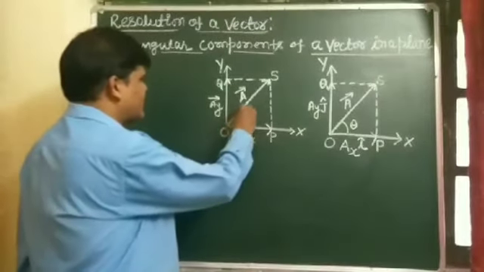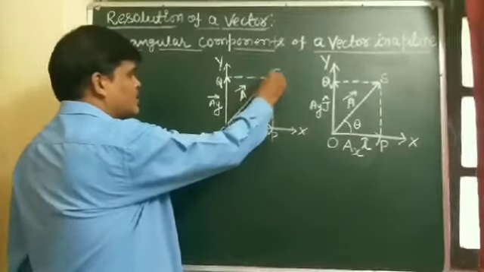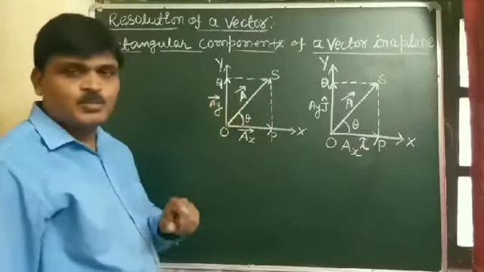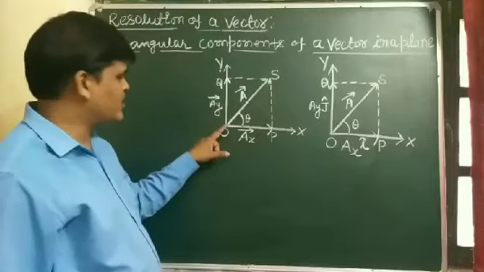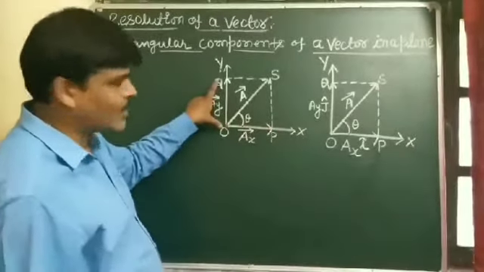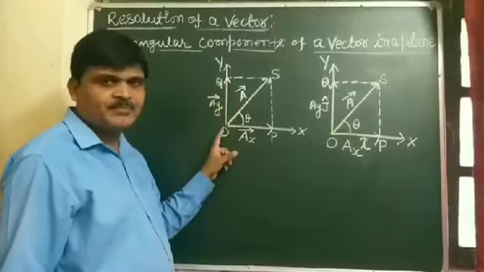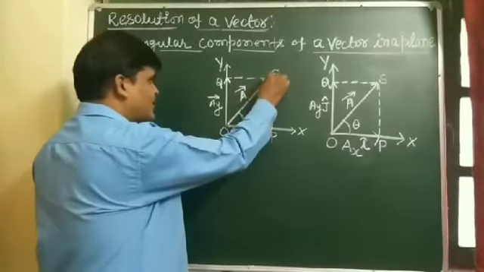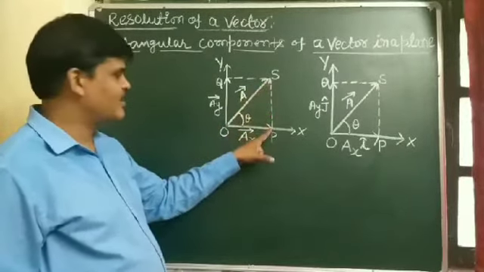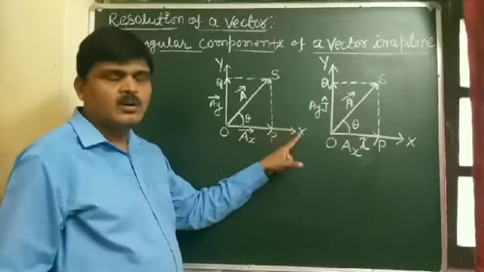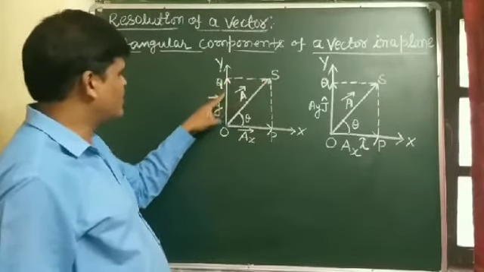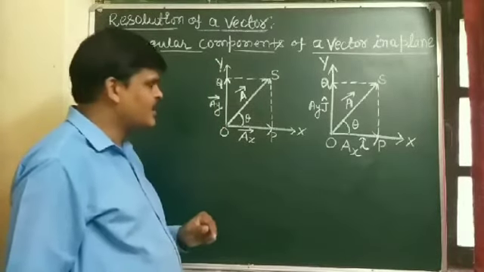Suppose, student, a vector A is shown by the vector OS, and the initial position of vector A is taken to be the origin, and we draw OX and OY, two perpendicular axes. And from the head of vector A, we draw a perpendicular SP along the x-axis, and also draw a perpendicular SQ along the y-axis.